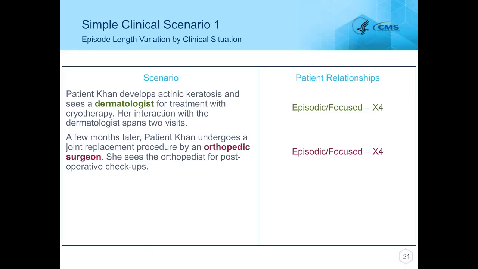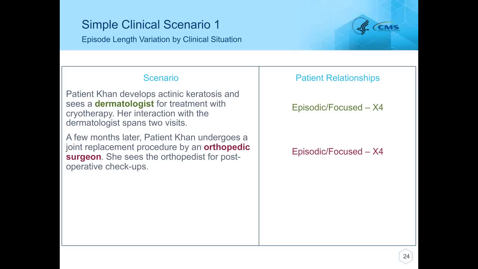So we are going to highlight the clinicians as well as how we might characterize them. As you can see, the dermatologist has an interaction that spans 2 visits. It's an episodic type of time length, and the treatment is involving mainly the actinic keratosis. It's not really broad-based care. It's very focused on the skin condition. So this would be exemplified as episodic focused, or X4.